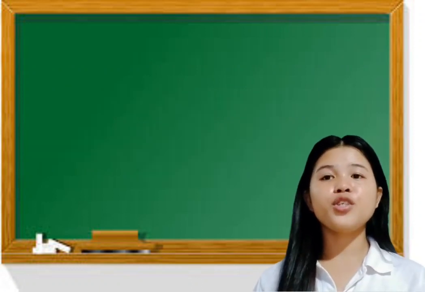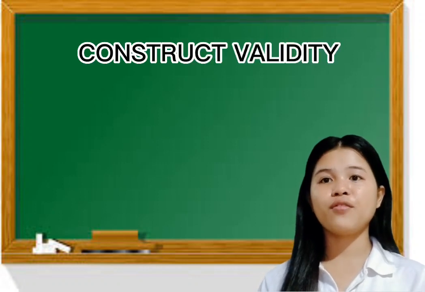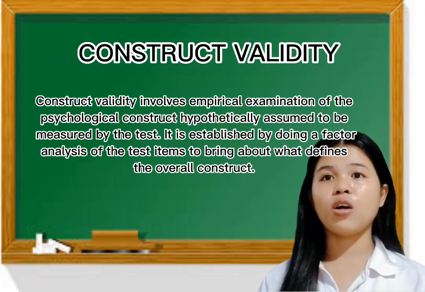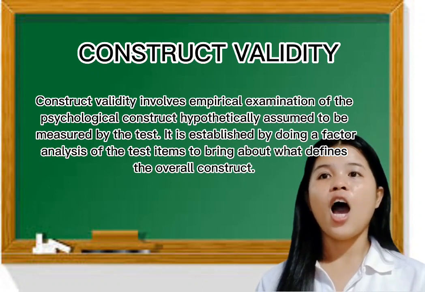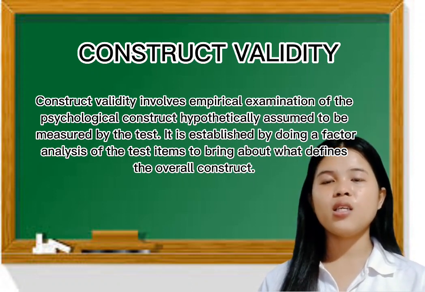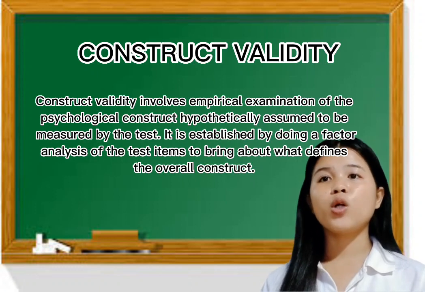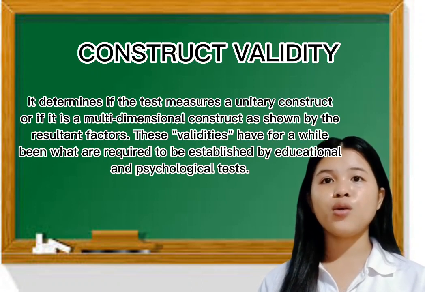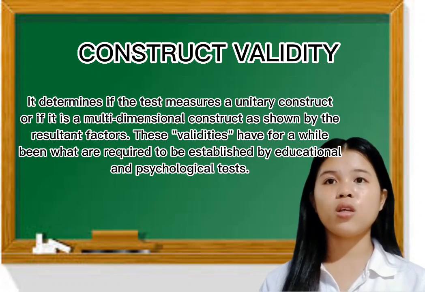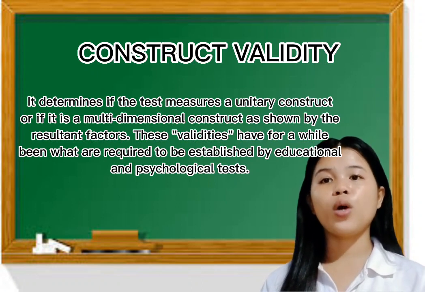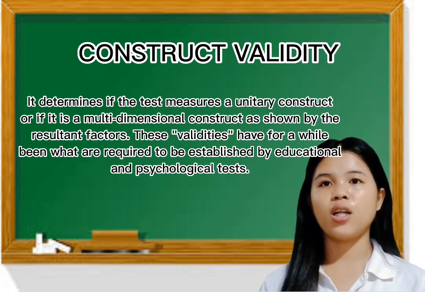The last conventional type of validity is construct validity. Construct validity involves empirical examination of a psychological construct hypothetically assumed to be measured by the test. It is established by doing factor analysis of the test items to bring about what defines the overall construct. It determines if the test measures a unitary construct or if it is a multidimensional construct, as shown by the resultant factors. So these validities are what are required to be established by educational and psychological tests.